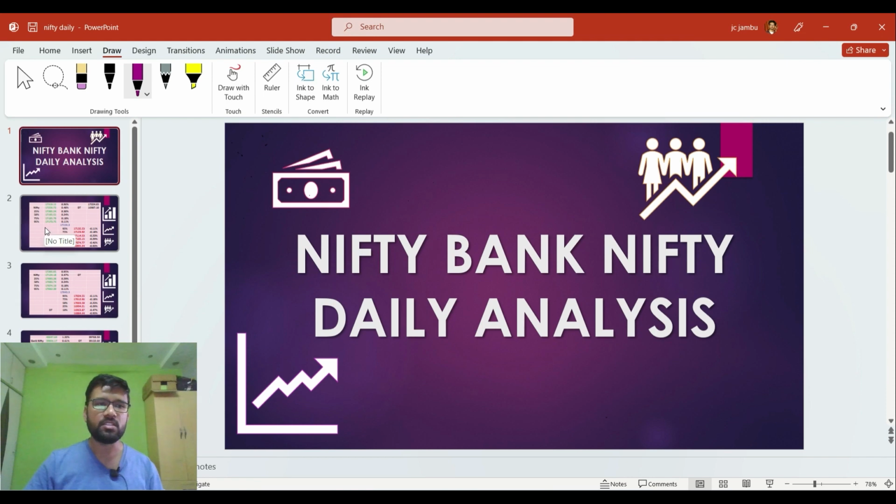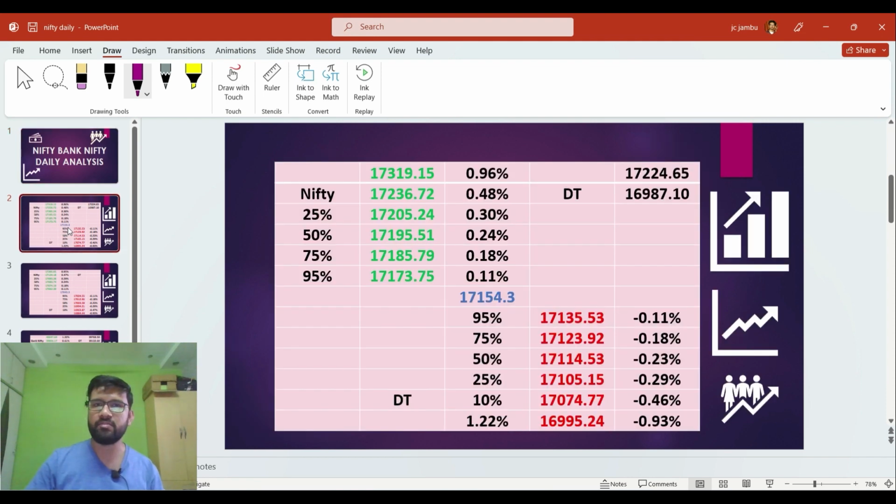So first of all, we'll discuss the past analysis performance of Nifty 50 and see how our analysis went in today's session. In today's session, the market made a high of 17,224 levels and a low of 16,987. The 17,224 level came close to Nifty's daily target on the upper side, but it missed the upper side daily target by just 10 points.